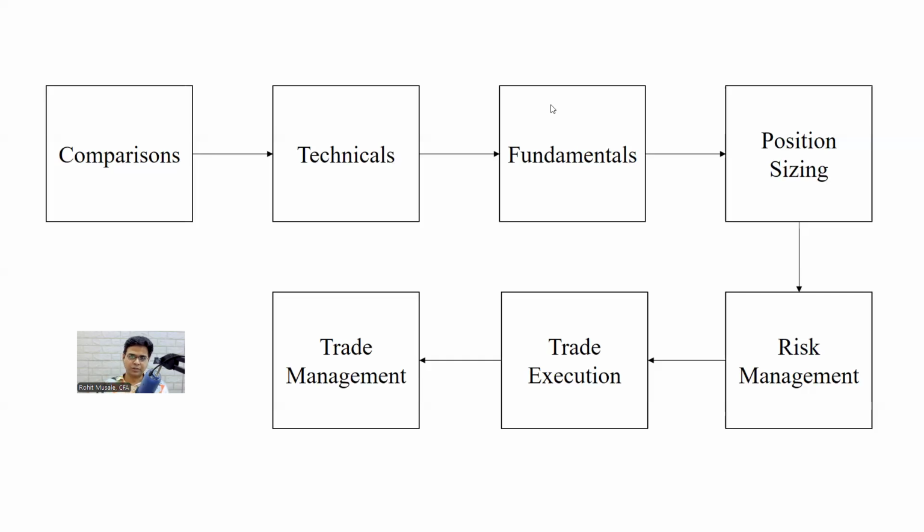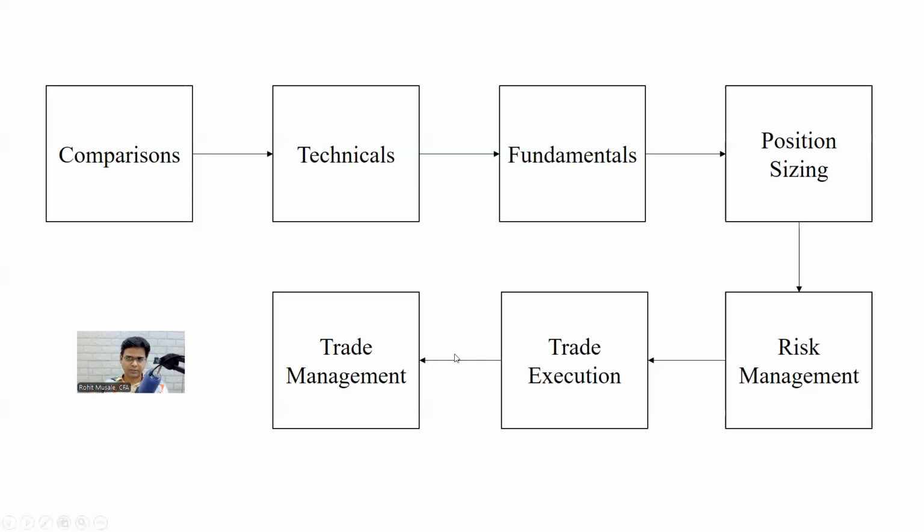Then comes trade execution. See, in the first 5 steps, you are still not involved with the stock, because you are still doing analysis, you are still making a plan with position sizing, risk management. Trade execution is where actually you put money at stake. Okay, and once you put money at stake, then comes trade management. So these are the 7 steps, and we will discuss 3 questions for each step, the 3 key questions to ask at each step. So comparisons, technicals, fundamentals, position sizing, risk management, trade execution, and trade management. So let us look at these 7 steps one by one.